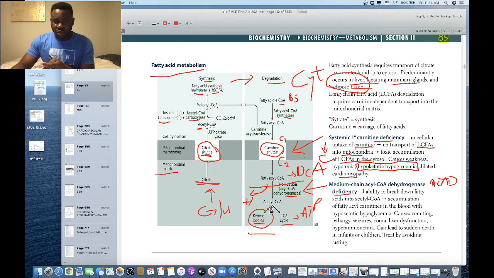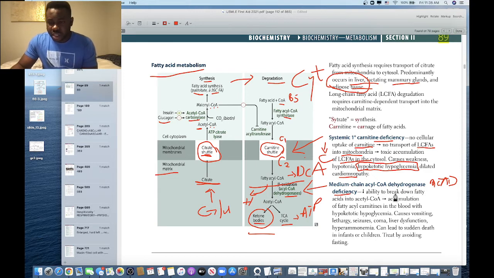And the next thing is that there will be decreased acetyl-CoA, right? Because this cannot continue, so the person will have decreased ketone bodies. So they'll still have hypoketotic hypoglycemia, because the TCA cycle can also make our oxaloacetate to do gluconeogenesis. So please take note, the two of them all have hypoketotic hypoglycemia.